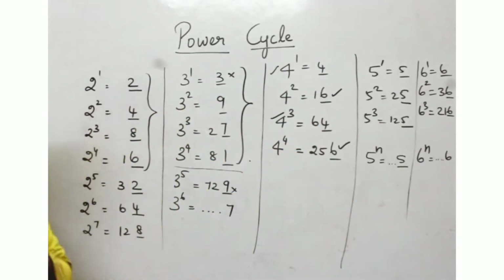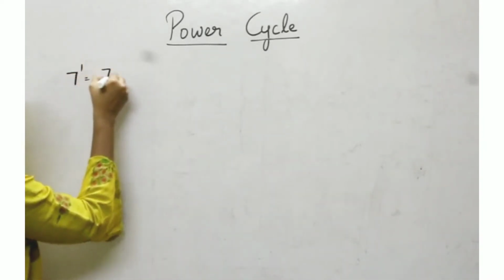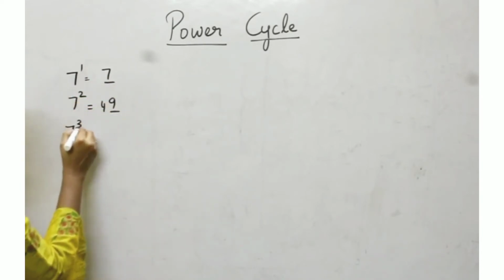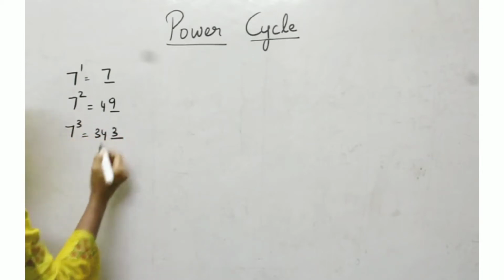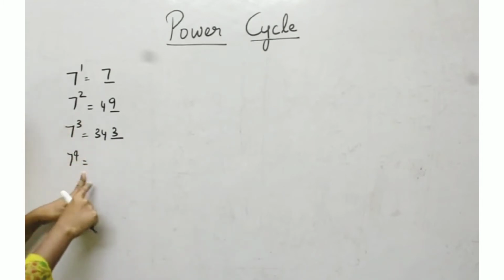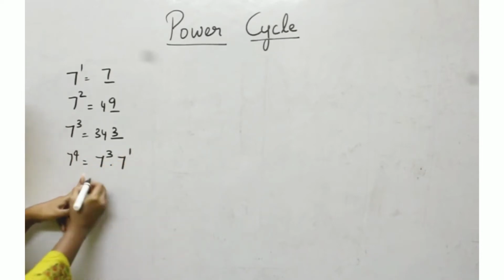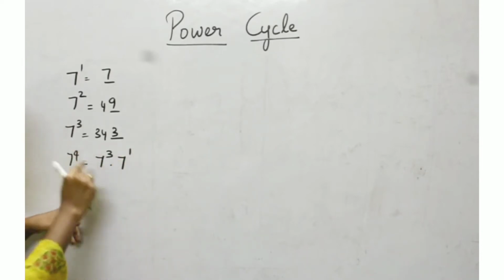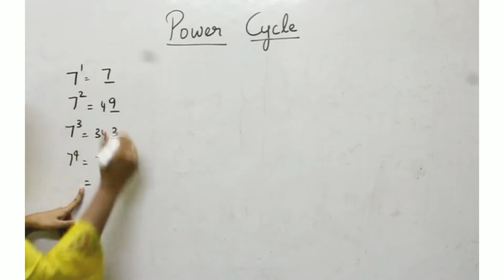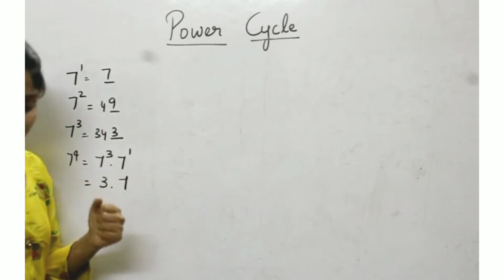Proceeding further with the remaining numbers, 7 power 1's unit digit is 7. 7 power 2's unit digit is 9. 7 power 3 is 343 with a unit digit 3. 7 power 4, even though you don't know the number, can be written as 7 cubed into 7 power 1. As I need the unit digit, I am going to multiply only the unit digit of 7 cubed, which is 3, and the unit digit of 7 power 1, which is 7. So 3 sevens are 21, where the unit digit is 1.